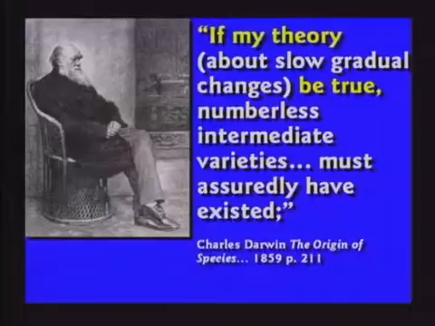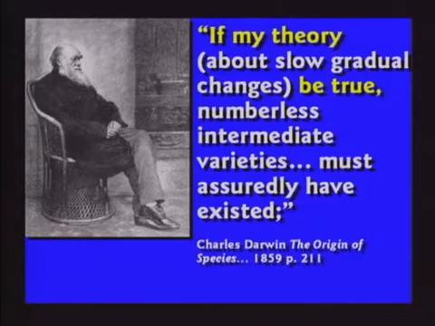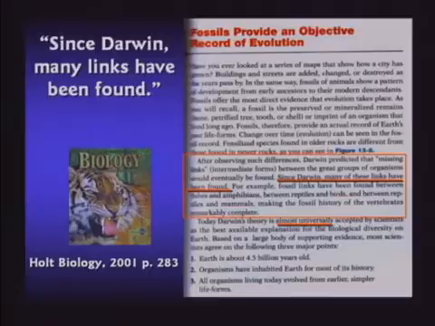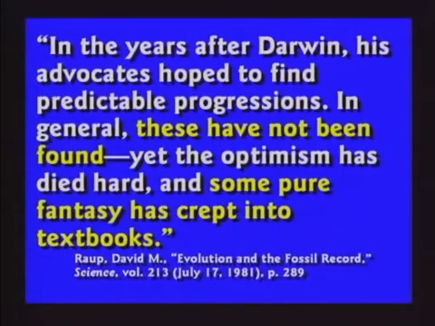Darwin said, "If my theory be true, numberless intermediate fossils must have existed." Boy, there must be a bunch of them out there. I agree, Charlie, there ought to be a whole bunch. This book says, since Darwin, many links have been found. Well, they're dreaming. David Raup, who has a huge fossil collection, at the American Museum of Natural History, I believe, or Field Museum in Chicago. I forget which one he works at. I think it's New York.